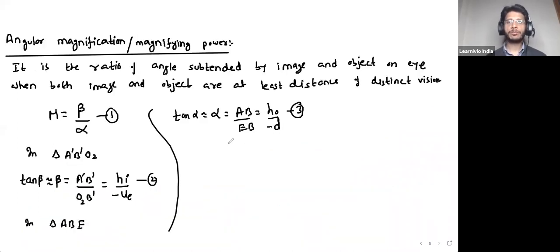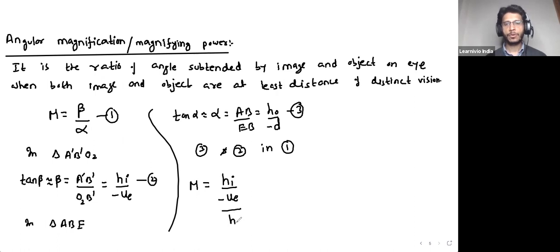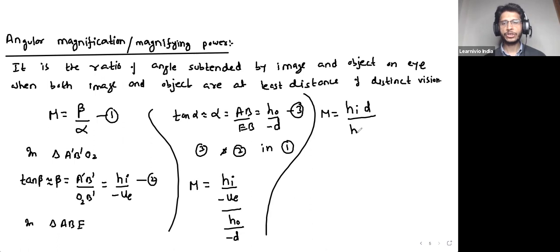Let's call this equation number 3. Now I substitute equations 3 and 2 in 1. When I do these substitutions, what I get is beta is minus HI by UE divided by alpha, which is H naught by minus D. So your M comes out to be HI into D by H naught into UE. That is my equation number 4.